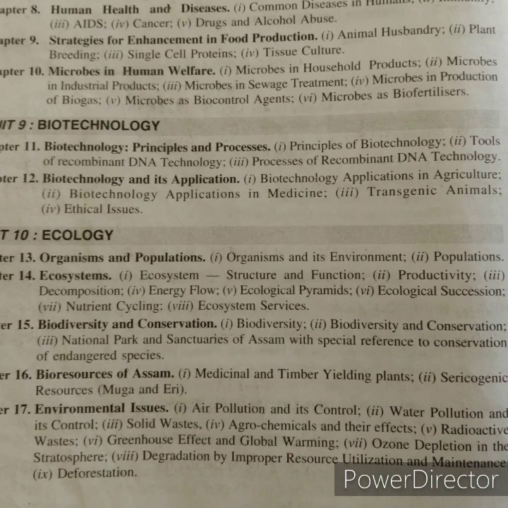For example, the preparation of ethyl alcohol and wine. Yeast is a fungus. Its scientific name is Saccharomyces cerevisiae. Saccharomyces cerevisiae is used in the production of ethyl alcohol or wine. So you have to study the production of ethyl alcohol. It will also carry marks in your exam because fermentation is a very important process for us.